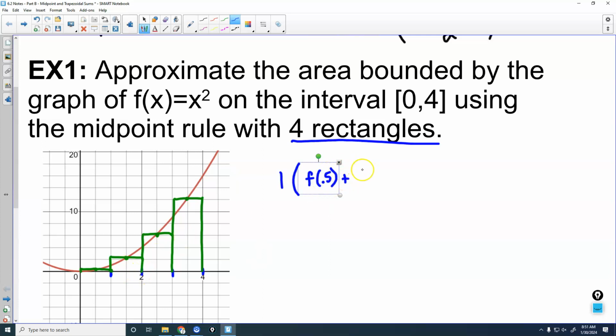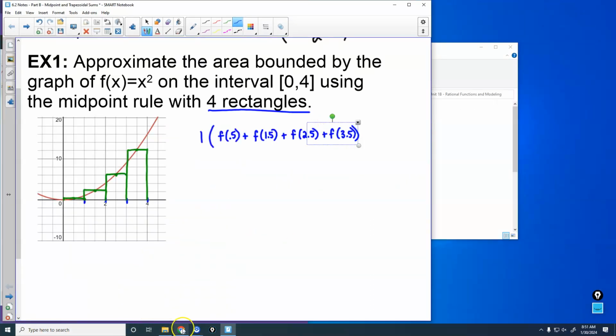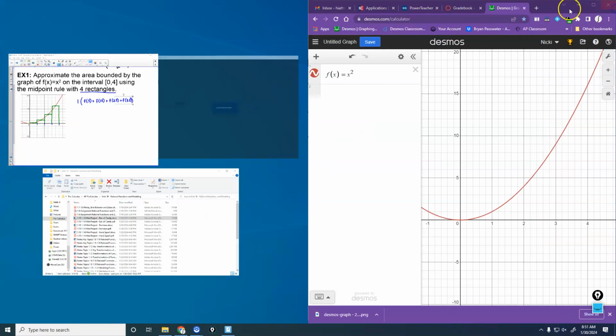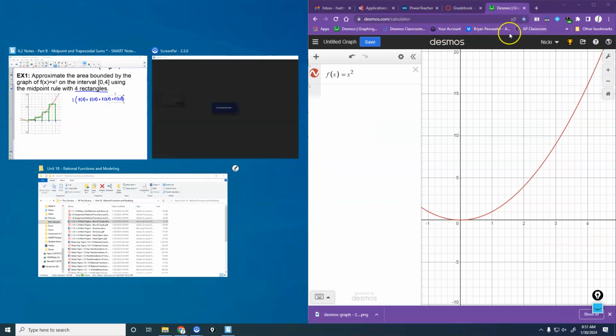And then, what would the height of that next rectangle be? f of 1.5. And then we're going to have 2.5 and 3.5. There. And let me pull up my calculator. Where's it at?